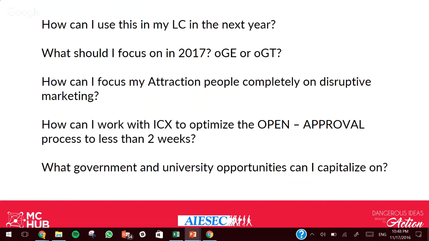How can I work with them to create a project that enables more oGE or oGT exchanges? How can I work with my VPPR to do so? How can I do so myself if I don't have a VPPR? How can I really connect this to what genuine fairness means for ISIC in Mexico and ISIC 2020 and really being accessible to everyone everywhere?